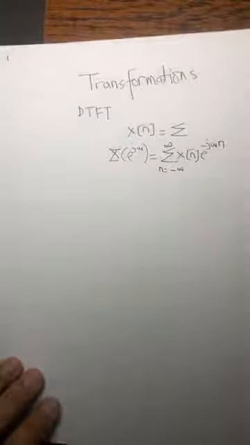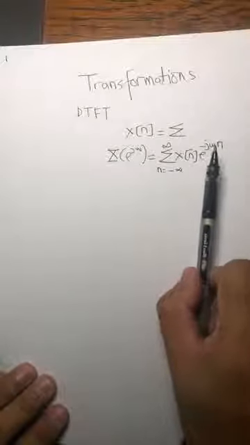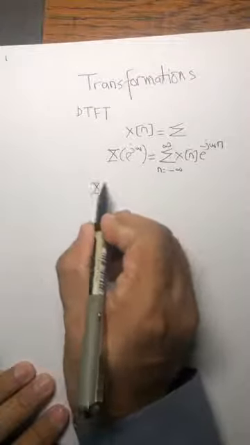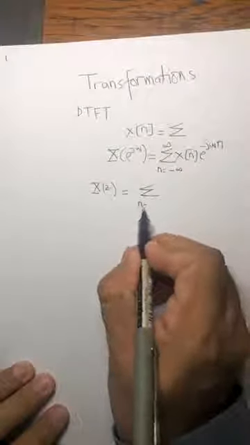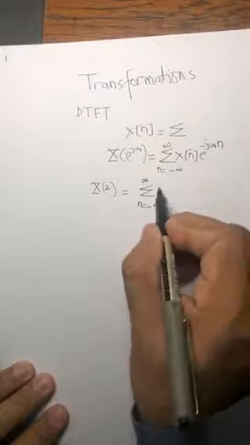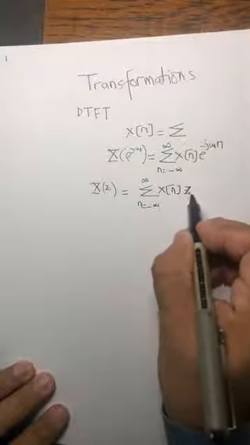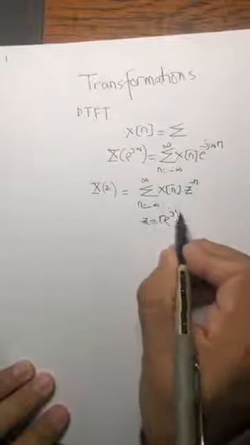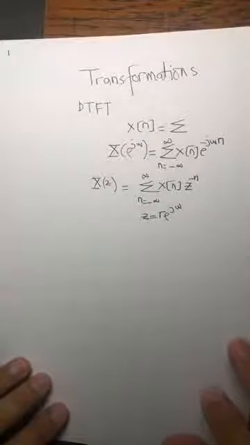And we discussed that there are two problems with this transformation: first, this infinity, and the other one is the omega, so that we cannot compute it using a computer program. Then there is a transformation which is called the Z transform. It is the sum from minus infinity to infinity of x of n z to the minus n, where z is equal to r e to the j omega.